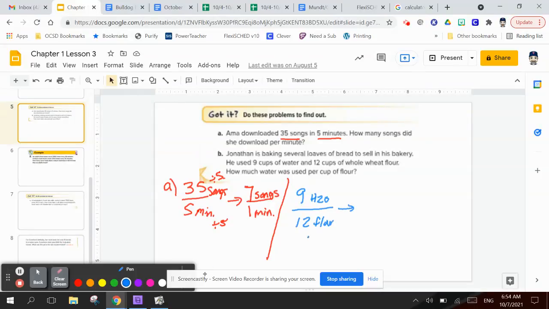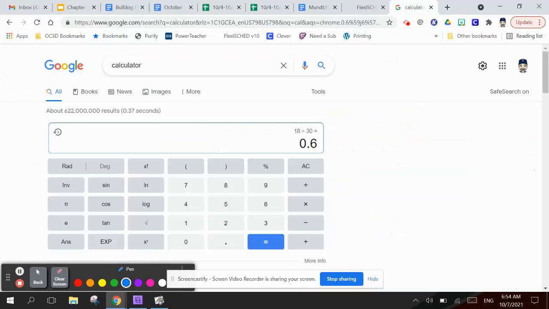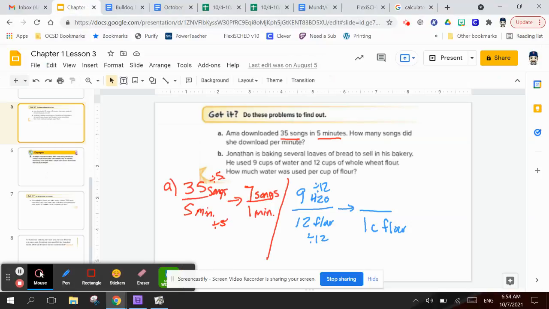So to solve, I have to divide each by 12. 12 divided by 12 is 1 cup of flour. So how much water will I take? Well, 9 divided by 12, I'm going to use my calculator again. Take 9 divided by 12, and I get 0.75. 0.75 cups of water.